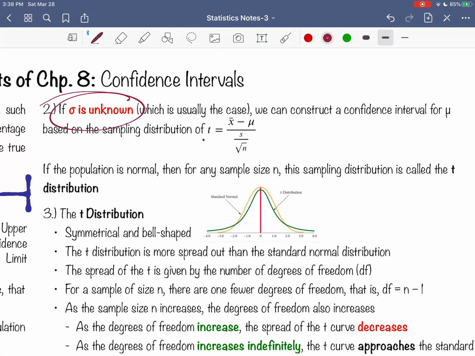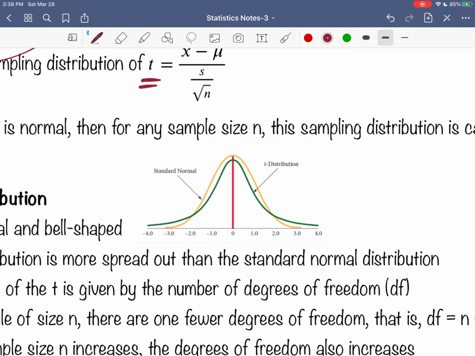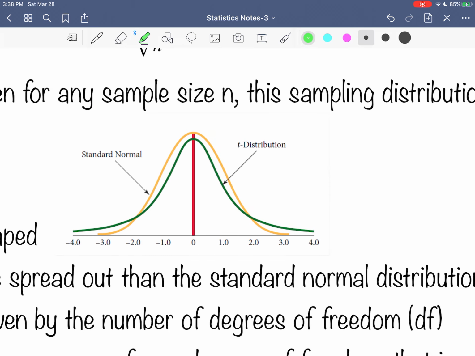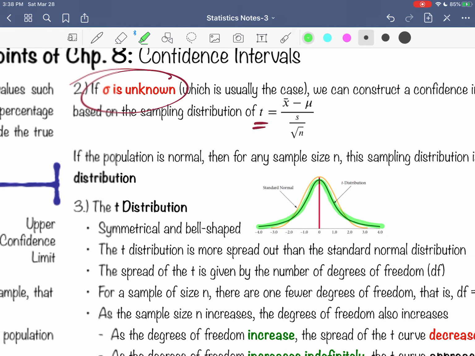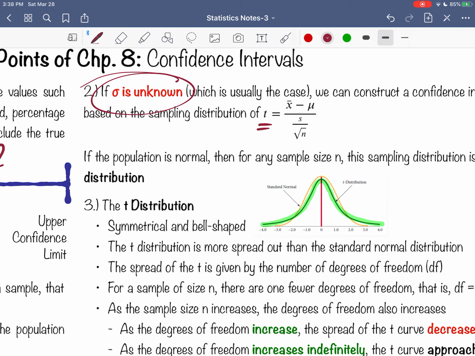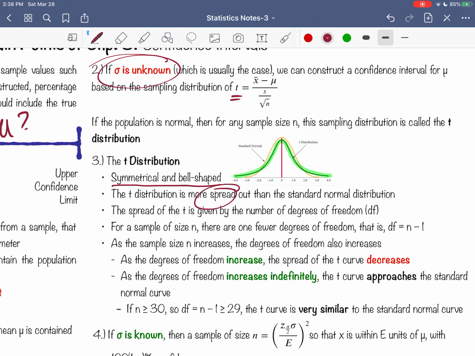So what you end up needing to use is what is called a T-distribution, which is very similar to the normal distribution, except it's a little bit of a variation on the normal distribution. And you can see here, in this particular case, it's wider. It's still symmetrical in bell shape, much like the normal distribution, except it's wider. So it's spread. And that spread is given by what is called the degrees of freedom. And so this is one of the determinants of the curve.